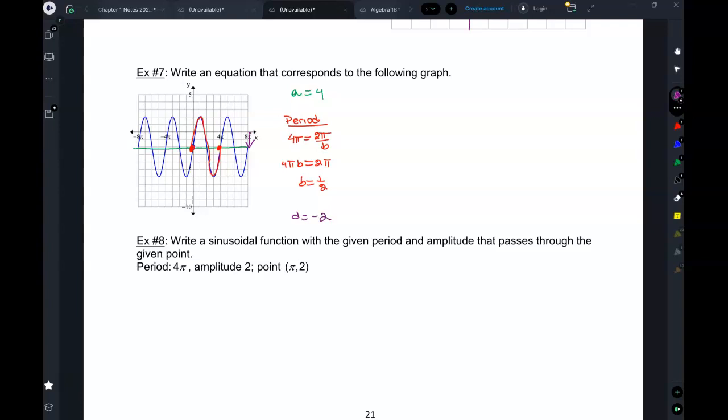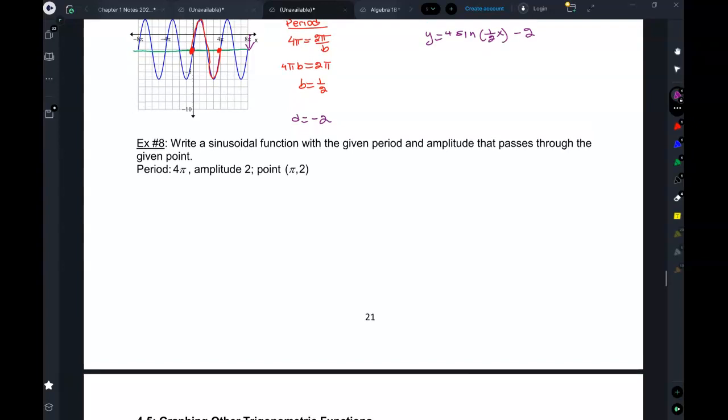Okay, so now, y is A sine(Bx + C) + D. There's no C, so let's fill in what we got. 4 sine half x minus 2. Good? Okay.